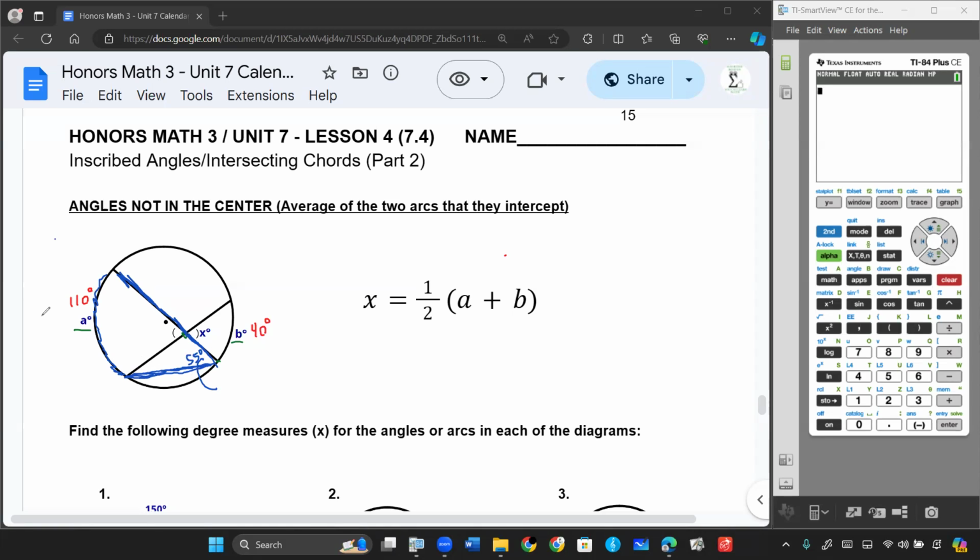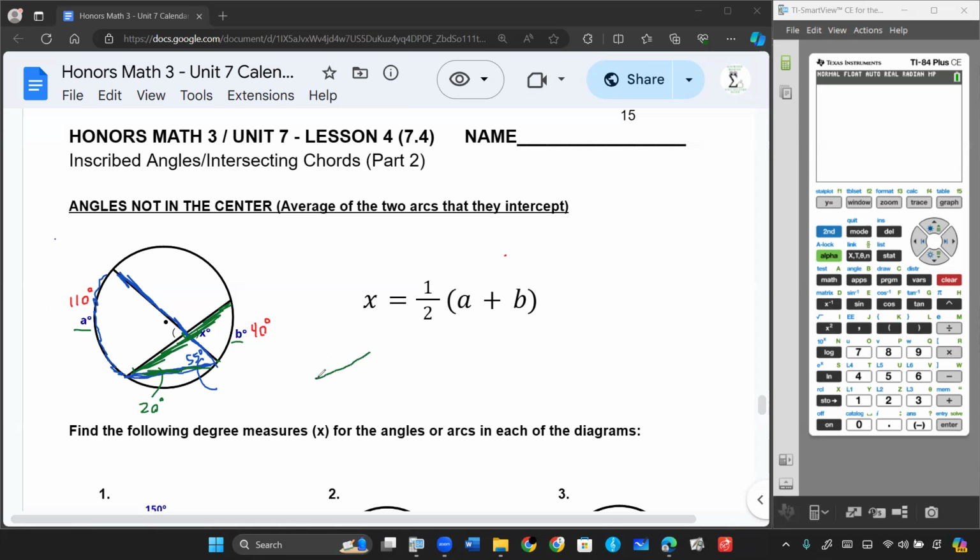In similar fashion, I can do the same thing with this 40 degree arc from this side. So if I go to this side and I take that 40 degree arc and cut that in half, that's going to be 20. Well, now I have myself a triangle.